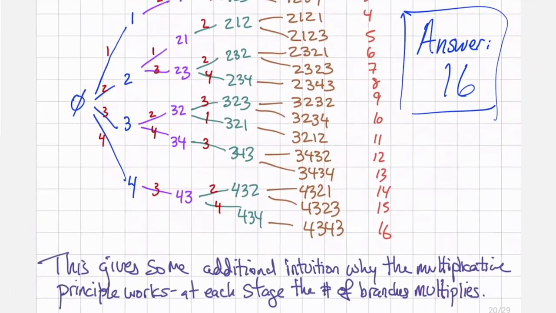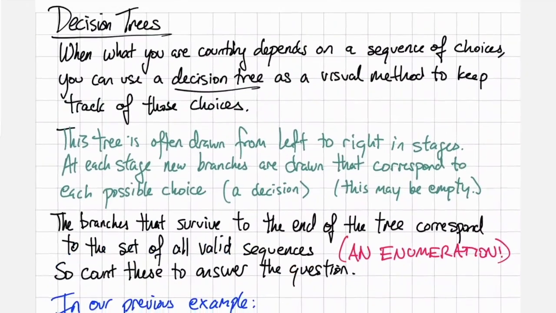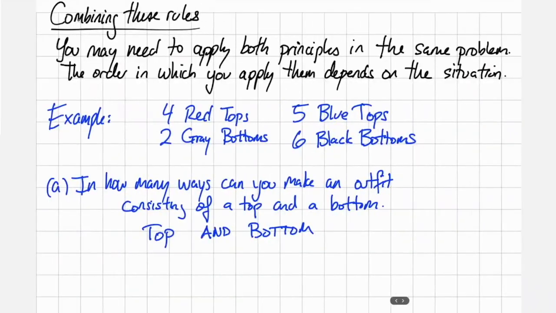This view also gives us some additional intuition about why the multiplication principle works. If the number of choices are independent, then the number of branches at the next stage would be a multiple of the number of branches at the previous stage. So now we have 2 principles. We'd like to combine them. You may be in a situation where you have to apply both principles in the same problem. And the order in which you do that depends on the situation involved.